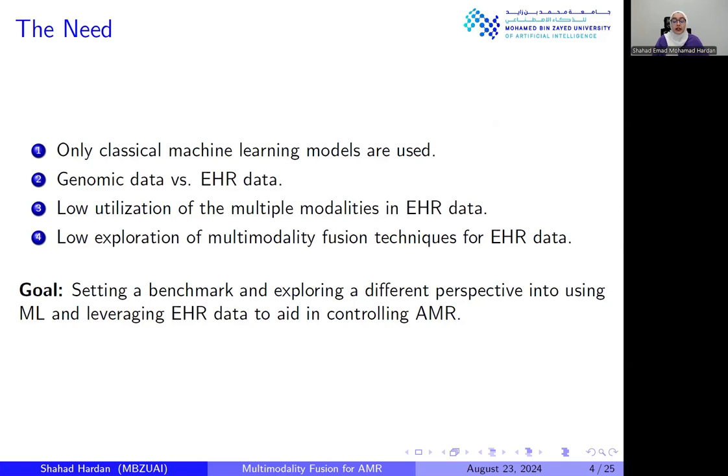And genomic data is good, but it doesn't capture the patient history, while EHR data does capture the patient history and is very rich. So we want to leverage it. We want to leverage the modalities in the EHR data, and deal with these modalities using multimodality fusion techniques using deep learning. So we're trying to cover these research gaps that are not yet covered in the field right now. And we're trying to set a benchmark to explore different perspectives into using machine learning and leveraging EHR data for the prediction of antimicrobial resistance.